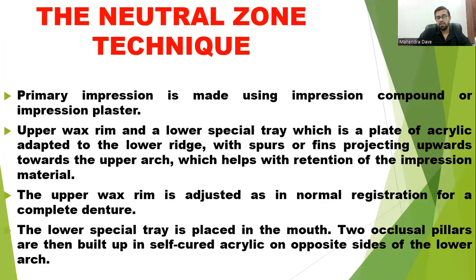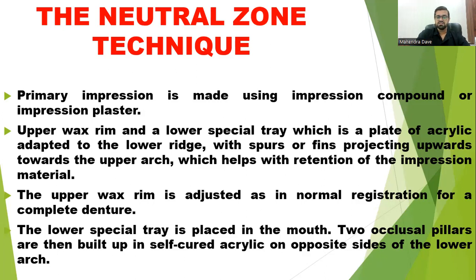Another technique of recording the residual ridges is the neutral zone technique. In this technique, the primary impression is made using compound or impression plaster. An upper wax rim and a lower special tray, which is a plate of acrylic self-cure resin, is adapted over the lower ridge with screws or pins projecting upwards towards the upper arch, which helps in the retention of the impression material.